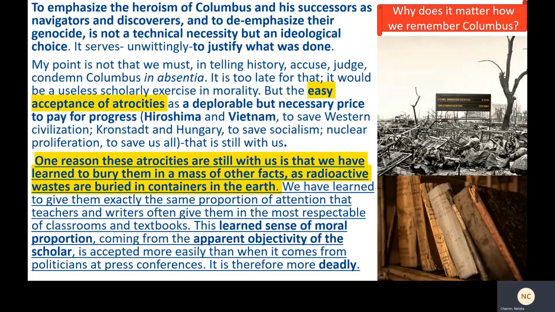This learned sense of moral proportion, coming from the apparent objectivity of the scholar, is accepted more easily than when it comes from politicians at press conferences. It is therefore more deadly.